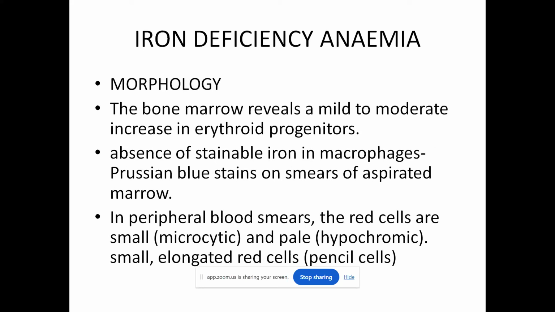Coming to the morphology, as I told, it will be a microcytic hypochromic anemia, and in the bone marrow there will be an increased amount of erythroid cells to compensate for the anemia. There will be an increase in the erythroid progenitors. In the marrow, there will not be any stainable iron. We can use a special stain, Prussian blue stain, to see whether any iron stores in the macrophages are seen or not.